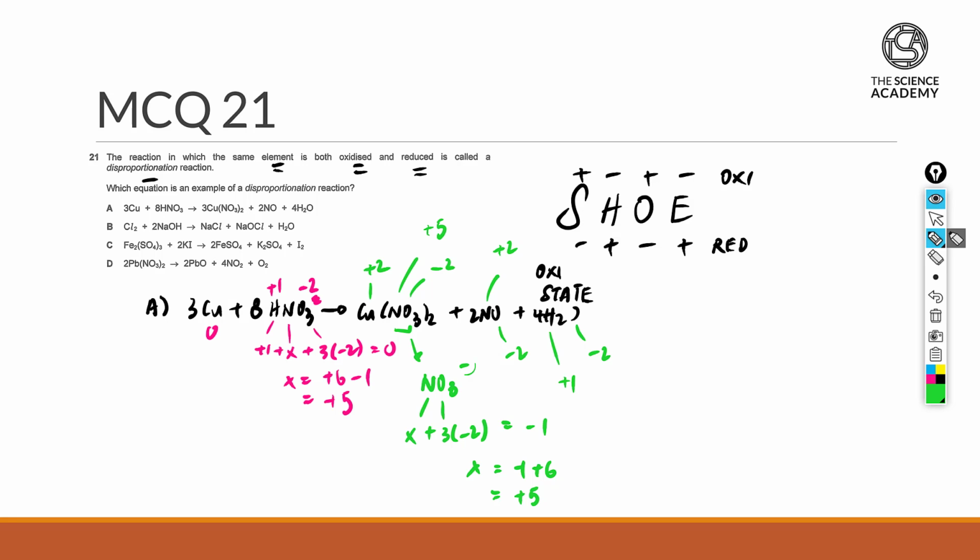Now in this comparison, for copper, I'm going to go from 0 to +2. This is an oxidation process, but I do not see copper going through a reduction process. Now in the comparison for nitrogen, it started at +5 and maintains its oxidation state at +5 in copper nitrate. So for A, nitrogen is not going through any process when it converts to copper nitrate. But in nitrogen monoxide, it went from +5 to +2, so it has been reduced. But none of the elements above has gone through oxidation and reduction simultaneously.